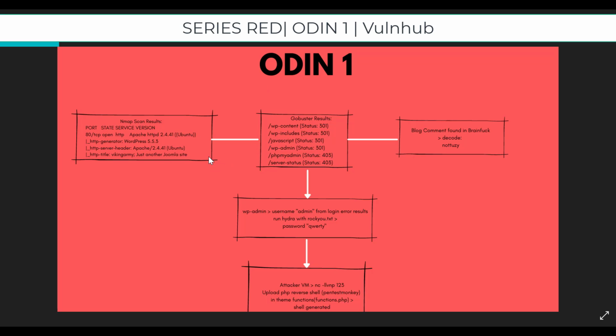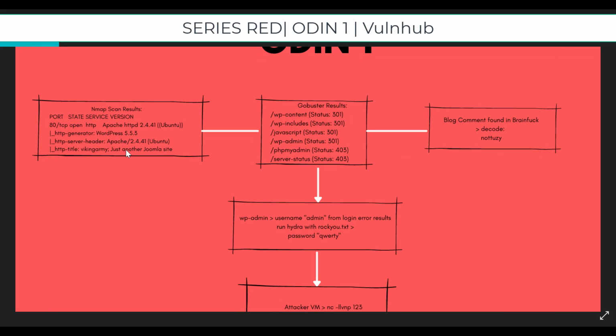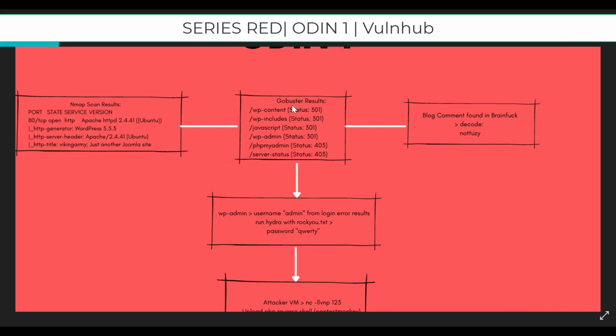So let's start. First of all, I ran an nmap scan, which showed that port 80 is open, and WordPress was installed on it. I also ran GoBuster on it.